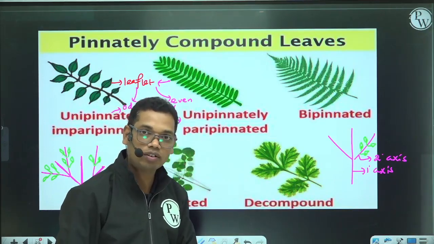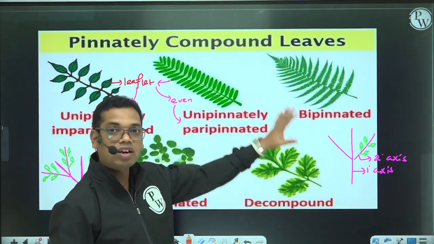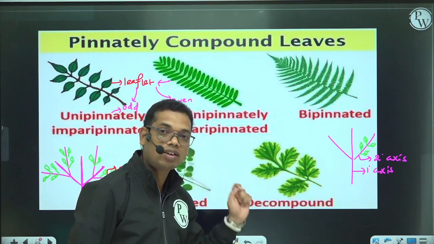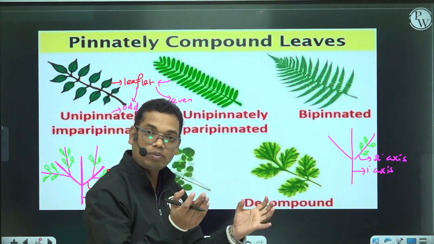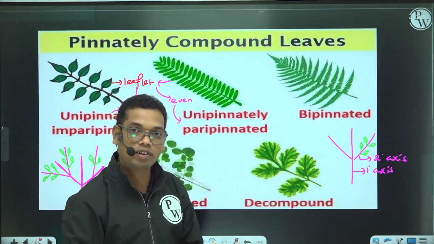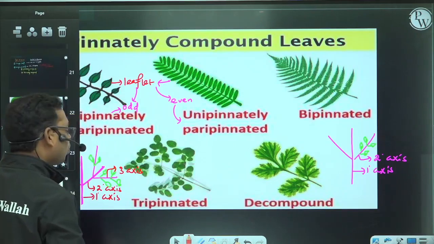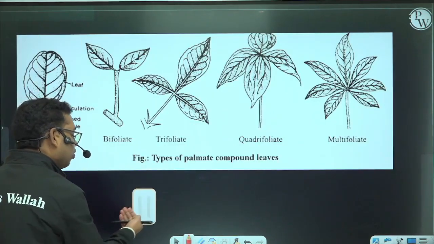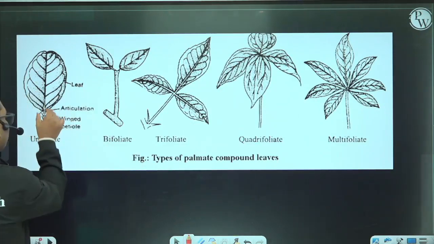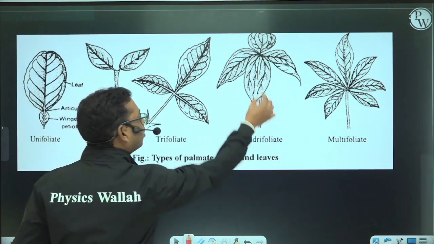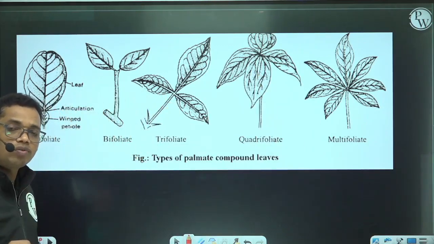So in this case you can clearly see that all of these are pinnately compound leaves, and in all these cases the leaflets develop at either side of the midrib, that is the primary axis, or the branches of the primary axis. Okay, what about the palmately compound leaf? In the palmately compound leaf, the leaflets are present at the tip of the petiole. You can see these are the petioles. Depending upon the number of leaflets, the palmately compound leaf can be classified.